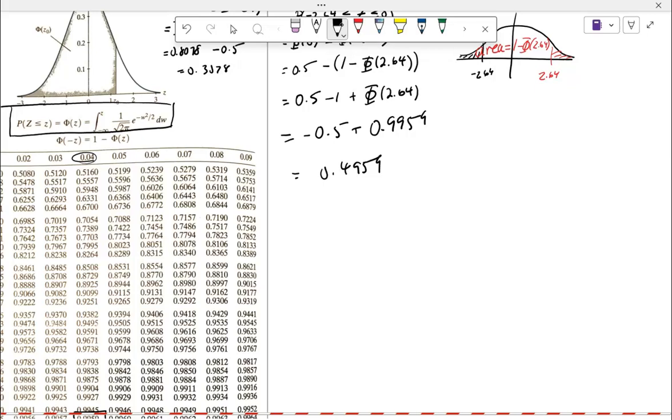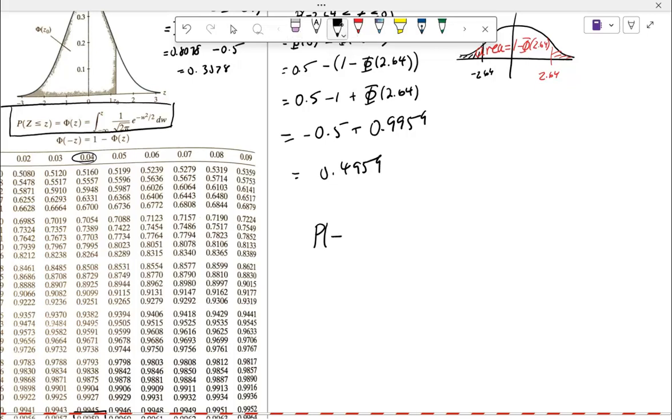You may have done this differently if you've taken another stat class using a different type of normal distribution table. Some of those have the area between 0 and the number you're looking for given to you. I don't know how many people have done stats before, but sometimes you see a slightly different one. This one uses it in terms of the cumulative distribution function. Okay. What's the next one?